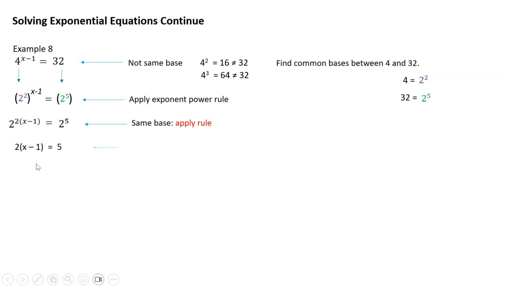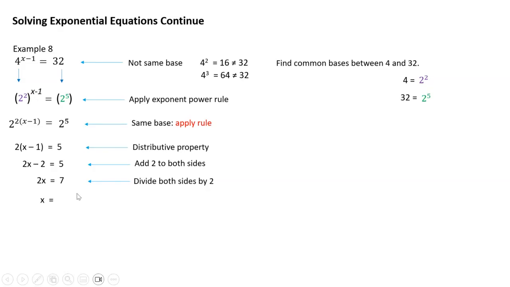My next step is we're going to distribute. So it'll be 2x minus 2 equals 5. Now this is just basic algebra. We're going to add 2 to both sides, and then we divide both sides by 2. So the answer will be 7 over 2.